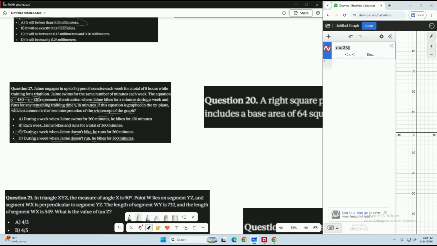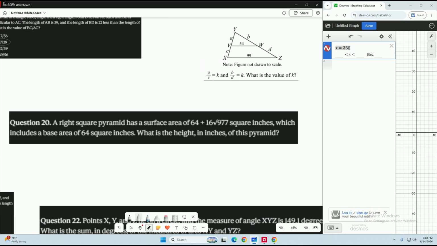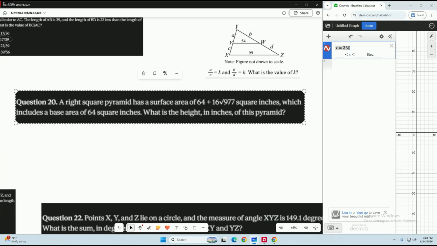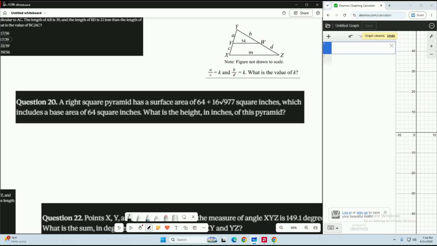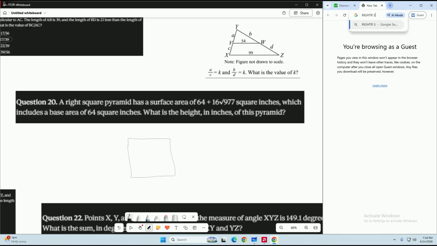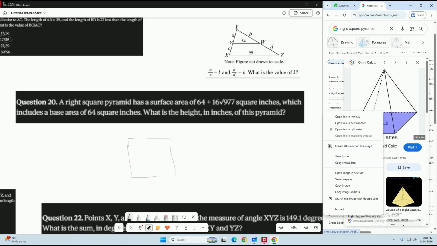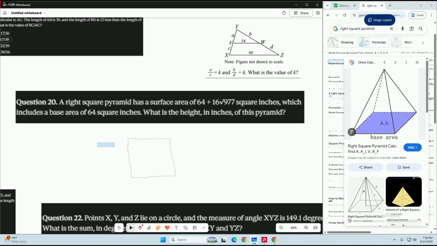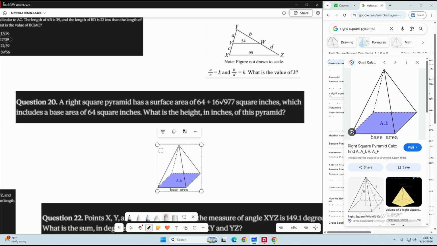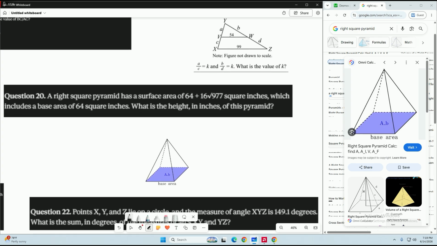Okay, let's take a look at question 20 now. Okay, another big geometry question. So a right square pyramid. Let's draw this out. I'm going to have a square base. And then, actually, I'm just going to search up a picture. Right square pyramid. Okay, this looks like a good image to use. So let's use this for our calculations.